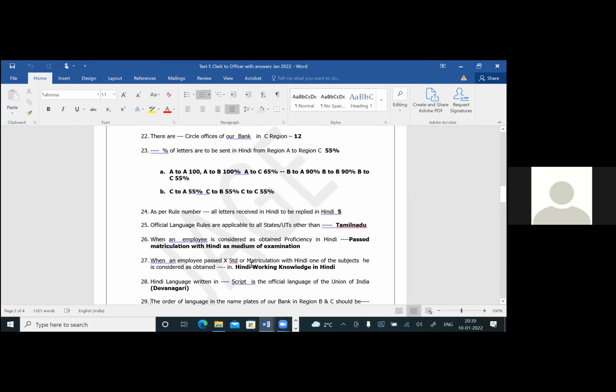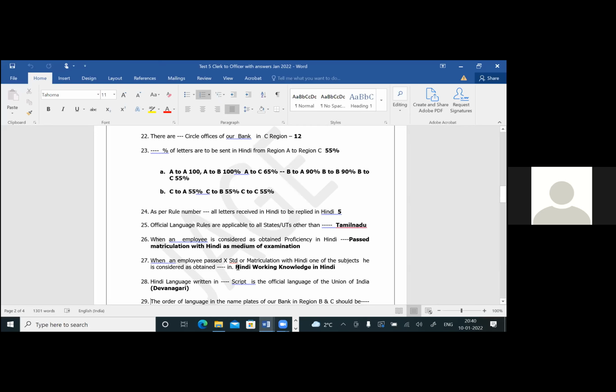On the other hand, working knowledge in Hindi. There is a difference between proficiency in Hindi and working knowledge in Hindi. Proficiency means you have to write that exam in Hindi medium. Whereas working knowledge in Hindi means when an employee passes 10th standard matriculation with Hindi as one of the subjects. If he has passed 10th standard as matriculation with Hindi as one of the subjects, then he is considered as having obtained working knowledge in Hindi. The difference between the two you should know. Okay, sir. Question number 27, I have given the answer.